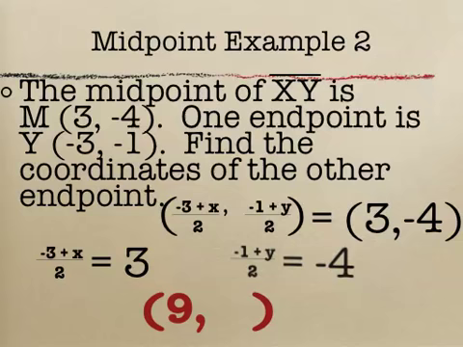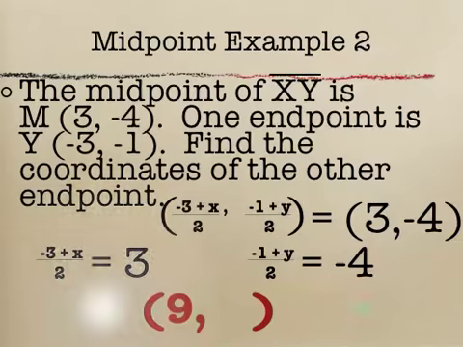I do the same thing to solve for my y value. I need to multiply by 2 first, and then I'm going to need to add 1. And when I do that, I get negative 7. So the coordinate of the other endpoint is (9, negative 7).